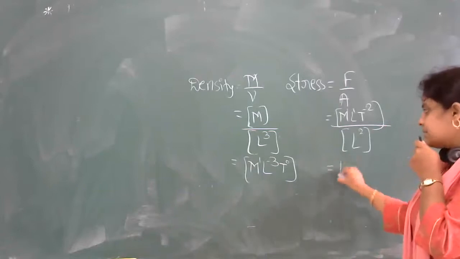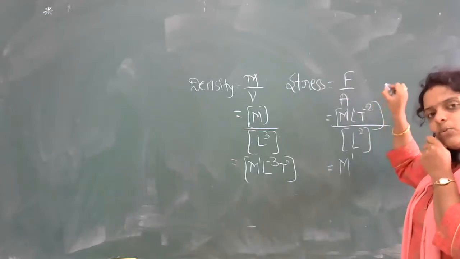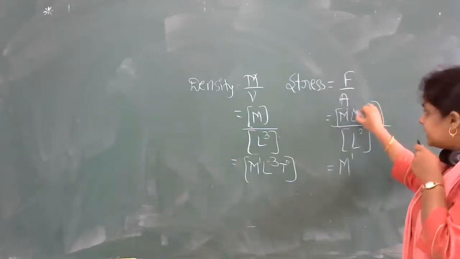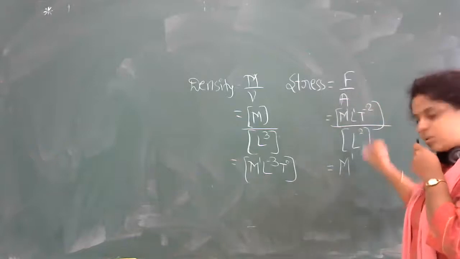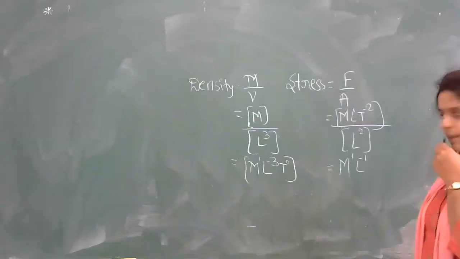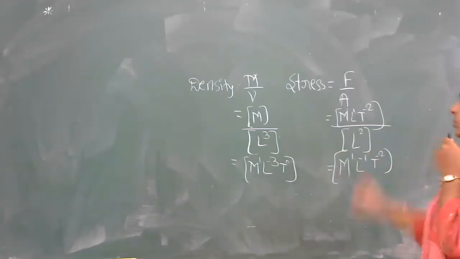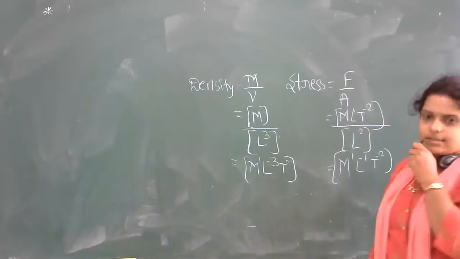This is equal to M raised to 1. L raised to 2 is there. If L raised to 2 goes to the numerator, it becomes what? L raised to minus 2. L raised to plus 1 minus 2, that becomes L raised to minus 1. Plus 1 minus 2 is minus 1. Then here it is T raised to minus 2. So this is stress.